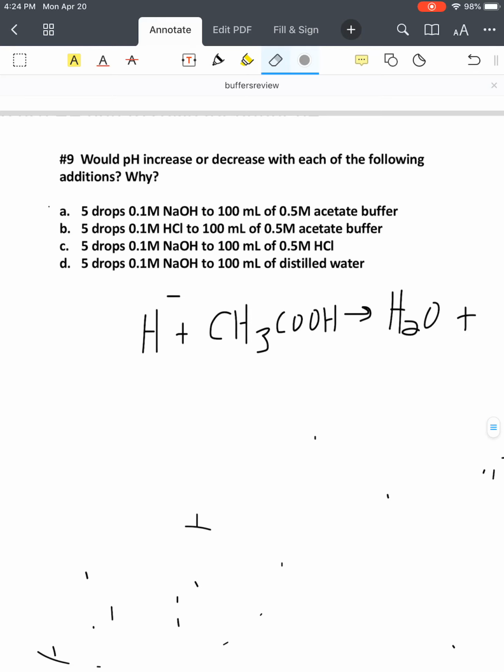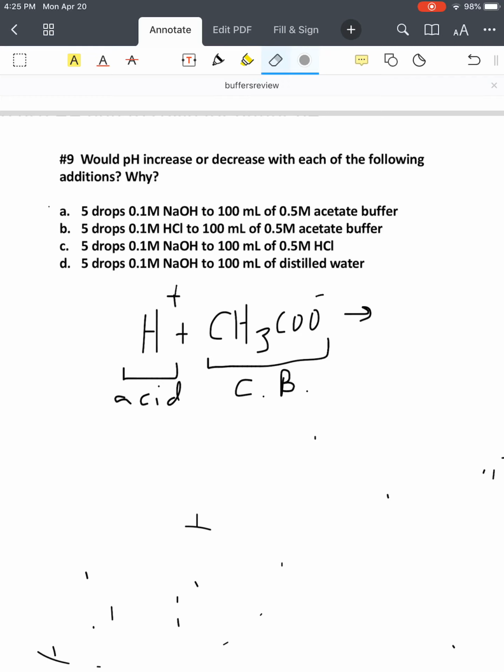Indeed, part B, we are going to add 0.1 molar HCl, which is a source of H+. We're going to add this to our acetate buffer. So what chemistry will occur? Well, our acetate, our conjugate base, will neutralize the addition of the H+ from the strong acid. And here we are going to make acetic acid.